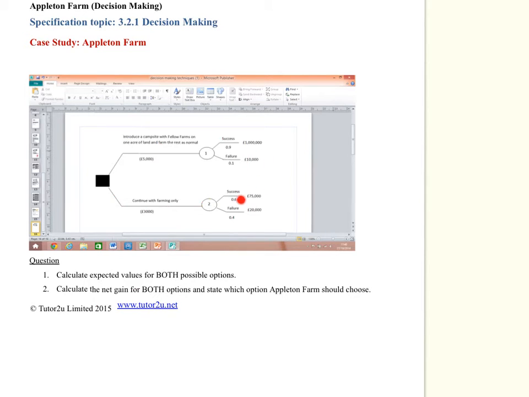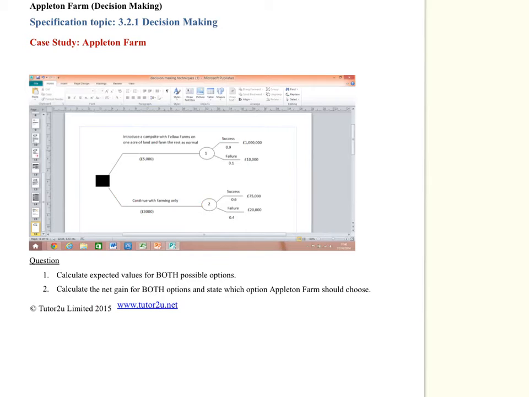And then we have the likely increase in revenue figures given to us. Remember that we are also given the cost underneath each option of choosing that particular option, which will be needed for calculating the net gains at the end. So, question number 1 asks for the expected value, so the EV, for both possible options. So it wants us to work it out for both.